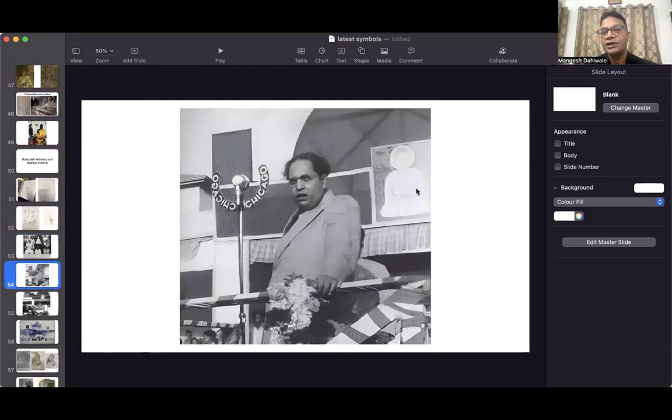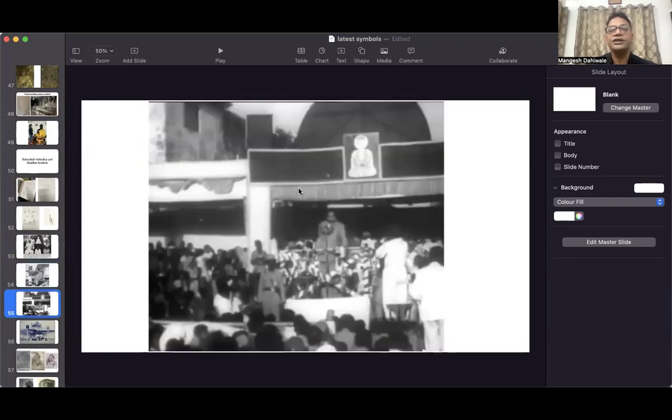This is a very important speech of Baba Sahib Ambedkar. I think it's 1936, but I have to find it out. This speech is also available in video. But you see the stupa and the Buddha behind Baba Sahib Ambedkar. You can clearly see the stupa and the Buddha. I'm going to show you a more extended photograph. You can see here the stupa and the Buddha.